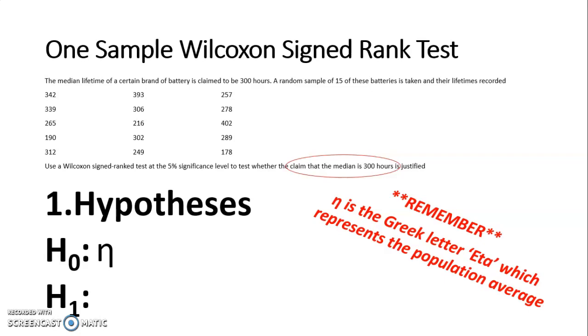My null hypothesis always states that nothing has changed, everything is as it was before. So for this question, my null hypothesis will be eta is 300 hours. This question's not asking me if it's increased or decreased, it's just asking me if it's still 300 hours. So the alternative must be that it is not equal to 300 hours. So I've got my hypotheses.